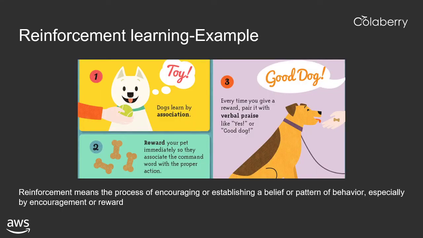Let us look at simple examples to build on the understanding of reinforcement learning. Reinforcement means the process of encouraging or establishing a belief or pattern of behavior, especially by encouragement or reward. Let us use the example of training dogs. A dog learns by associating actions, such as bringing back a toy to its owner, with getting a reward, such as verbal praise, like good dog.